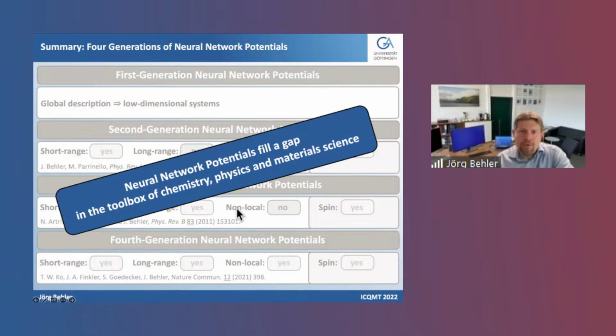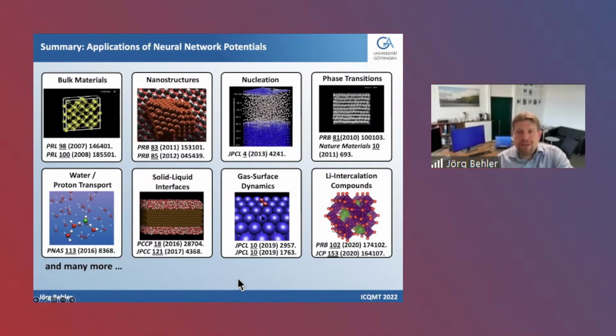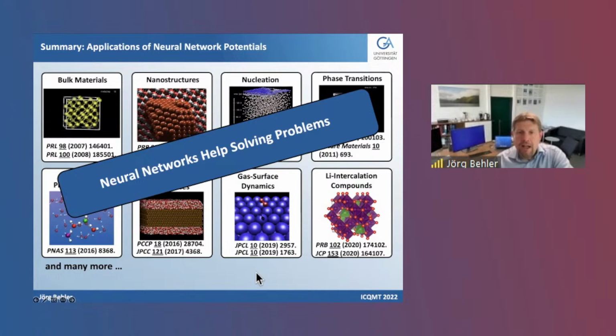So neural network potentials fill a gap in the toolbox of chemistry, physics, and materials science. I've just given you a brief overview of one application, but there are many more where neural network potentials have been successfully used. So they help solve problems.